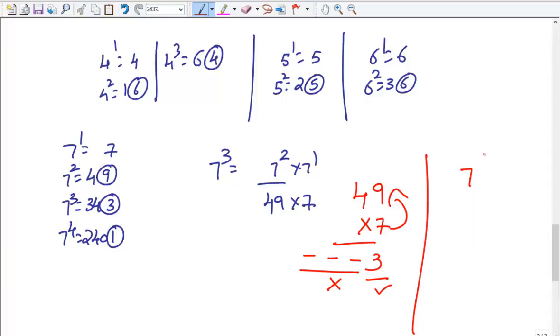So it means we need to focus only on the unit digit of any number. Now to find 7 power 4, we can directly take 7 cube unit term into 7 power 1. 7 cube unit term is 3. 7 power 1 is 7. 7 into 3 is 21. That is 1.